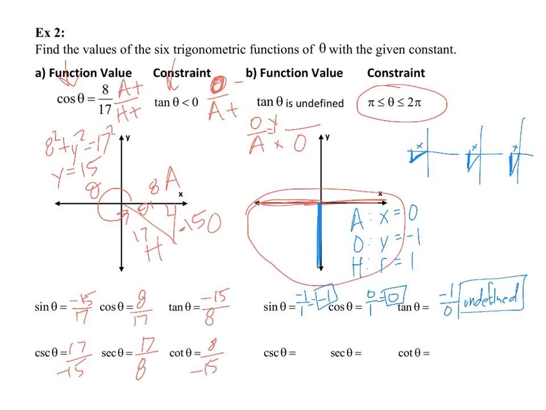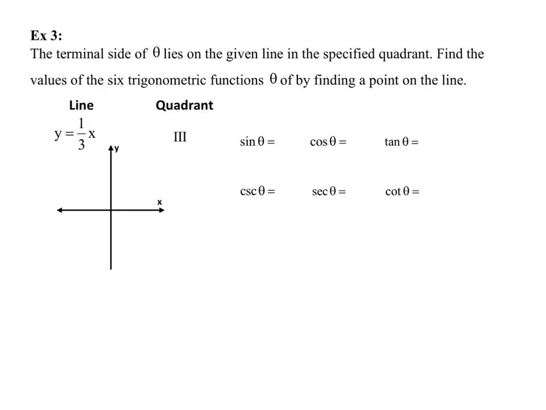And I simply find the reciprocal for my other 3 trig functions. Ooh, this one's going to be undefined because now the 0 is on the bottom. And this one's going to be 0 because now the 0 is on the top. All right, let's go on to the next example.